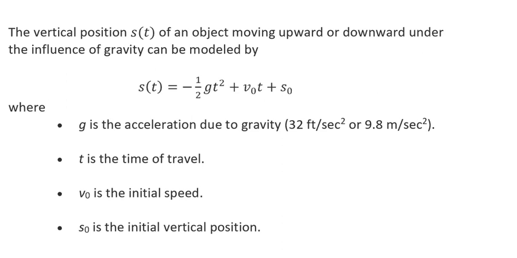So that's either going to be 32 feet per second squared or 9.8 meters per second squared. T is the time of travel. V naught is our initial speed. And our S naught is the initial vertical position. So let's take a look at the example that we're going to be using here.